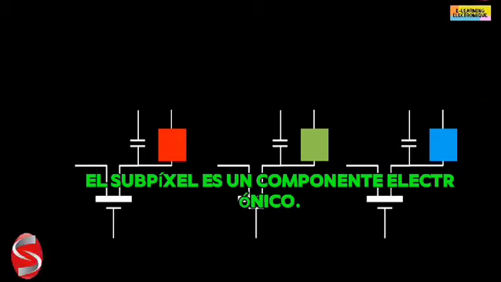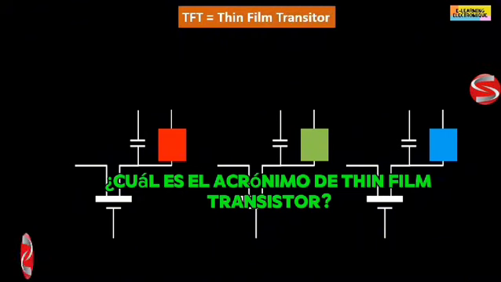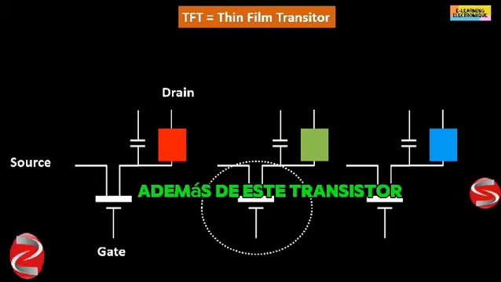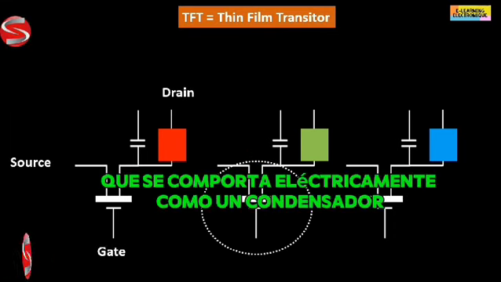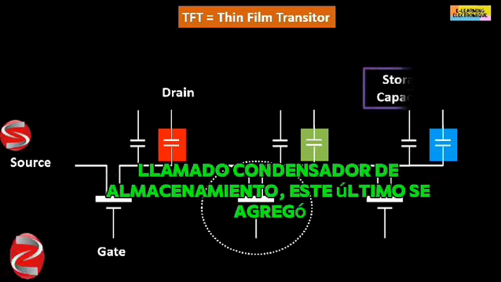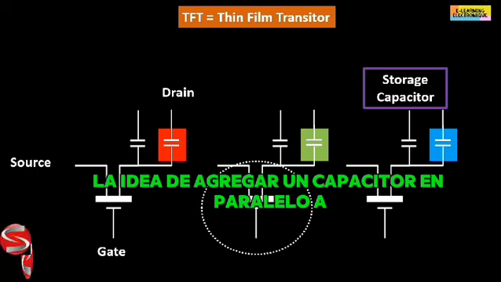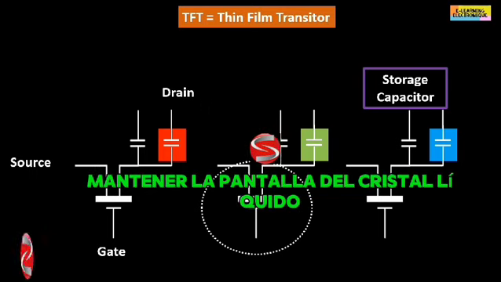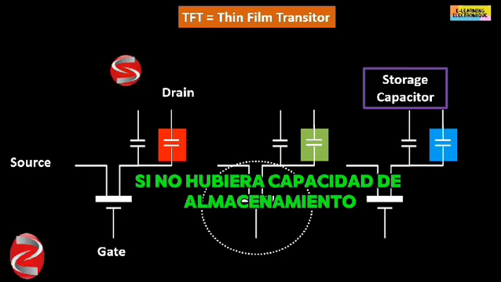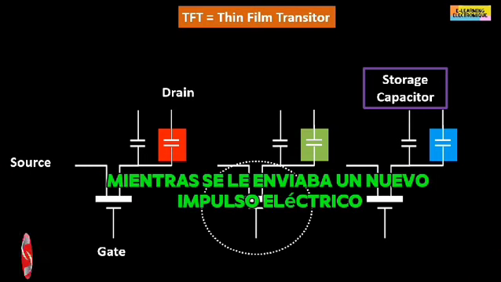The sub-pixel is an electronic component made of a transistor type TFT, which is the acronym of thin film transistor. It is represented as a MOSFET. There is a gate, a source and a drain. In addition to this transistor, there is the liquid crystal which behaves electrically like a capacitor. At its sides is put a real capacitor called storage capacitor. The latter was added because the liquid crystal does not hold the charge properly, hence the idea of adding a capacitor in parallel to maintain the display of the liquid crystal until the arrival of the next image scan. If there was no storage capacitor, the liquid crystal would have lost its charge and therefore its luminosity, while a new electrical impulse was being sent to it.